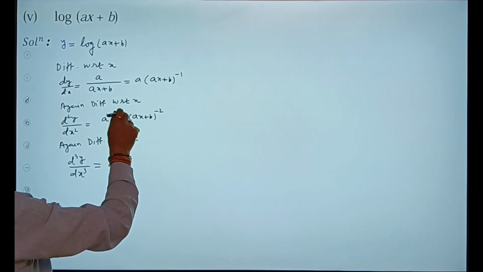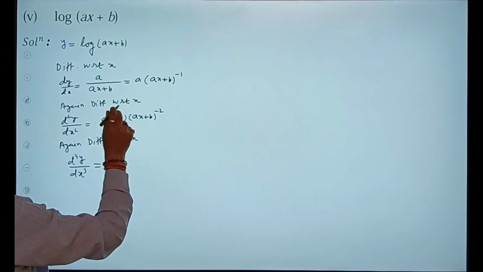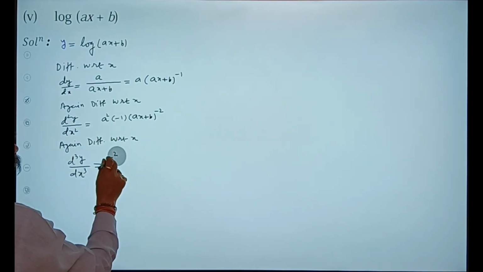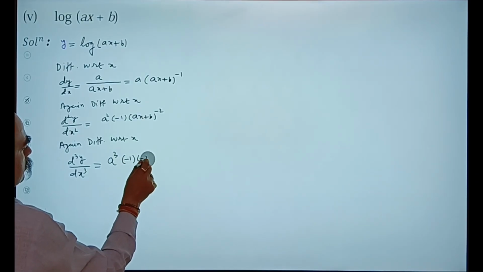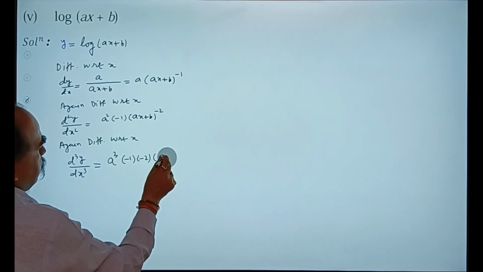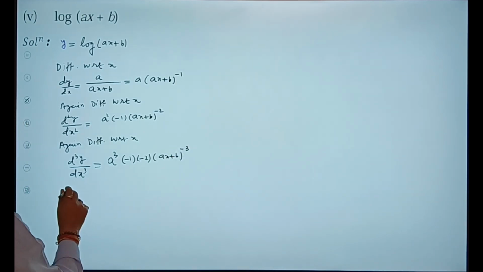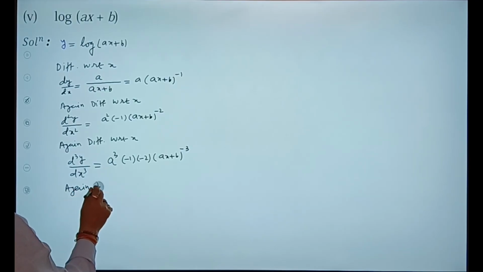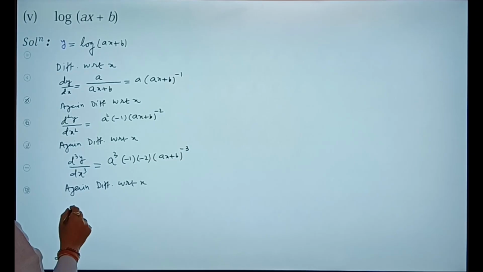Derivative of ax plus b is what? A. So into a square into a will give you a cube. Minus 1 into minus 2, (ax plus b) raised to minus 3. Again differentiating with respect to x. d4y by dx raised to 4.